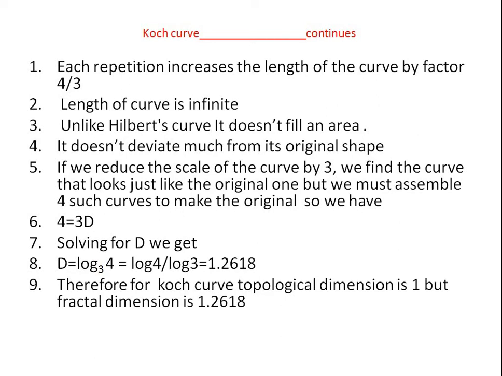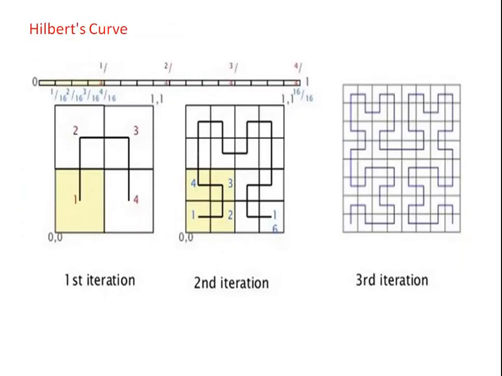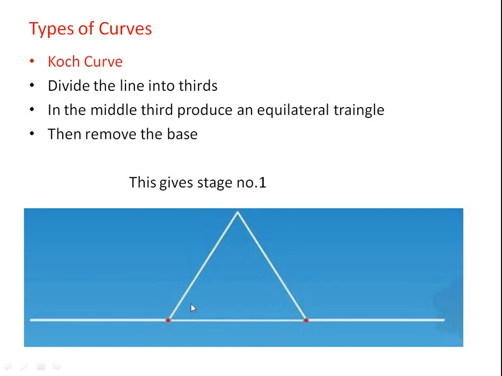The original shape remains for the most part. The fifth is, if you reduce the scale of the curve by 3, we find a curve that looks just like the original one, but we must assemble 4 such curves to make the original. Here we see that only in the middle part do we form a triangle, so it does not deviate much from its original shape.